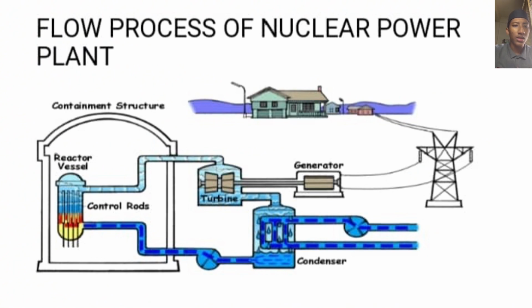And this causes the cooling water to boil, producing steam. The steam is directly used to drive a turbine, after which it is cooled in a condenser and converted back to liquid water. This water is then returned to the reactor core, completing the cycle.